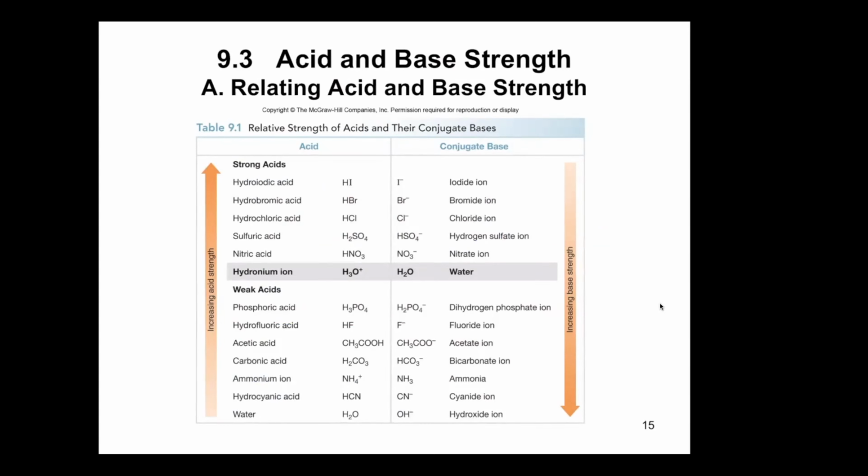Pero same lang yung content. Okay, gusto ko lang yung kulay ng table, ng book na to.